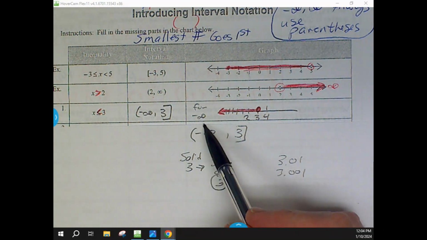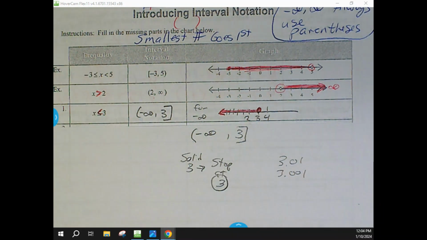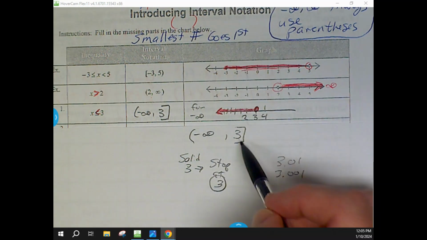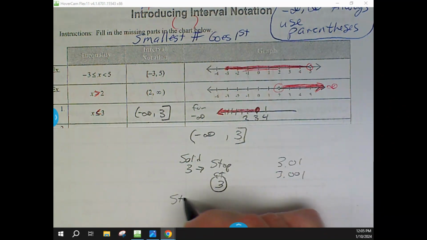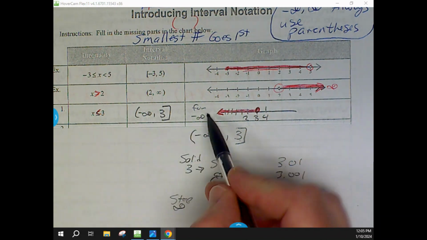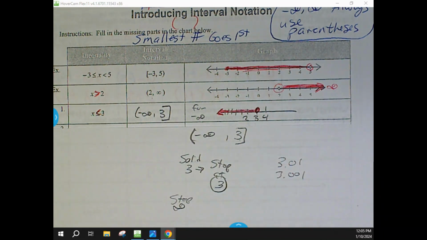If it's infinity, how can you stop at infinity? Because infinity means you go forever, right? So if it's infinity, there is no stopping, which means it goes forever and ever. So even if you've got a solid circle here, somebody tell me how you stop at infinity. Well, you can't, right? Because it goes forever. So no matter what you do with infinity or negative infinity, you always have to use parentheses because there's no stopping. It just goes forever.